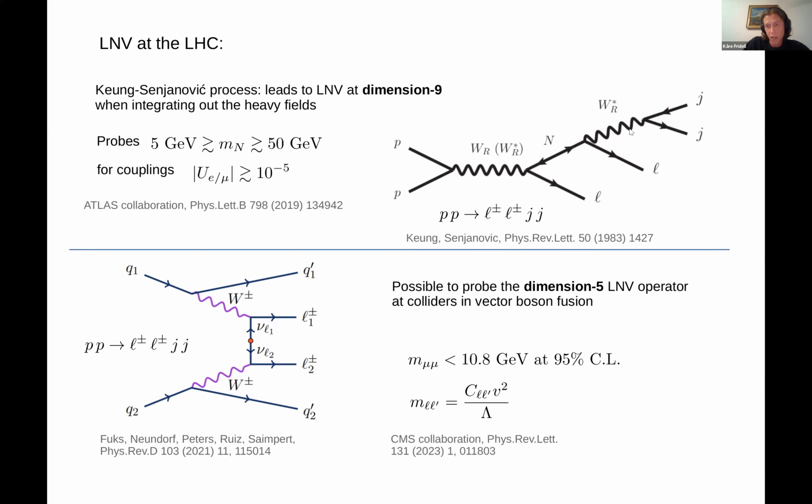And then this WR has to decay into two jets to give us the distinct signal: proton-proton into same sign dilepton and dijet. And this signal is the smoking gun of lepton number violation at proton-hadron colliders such as the LHC.